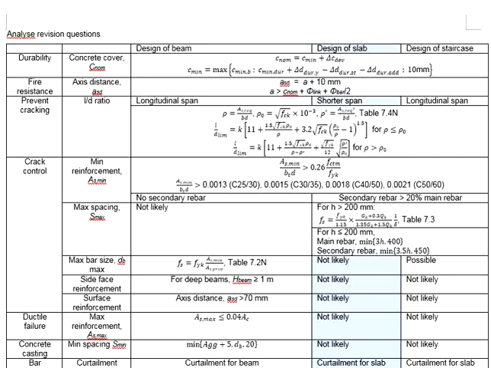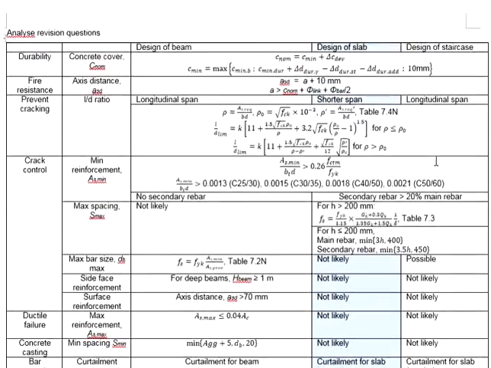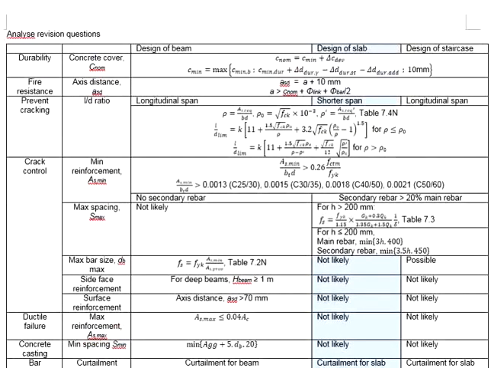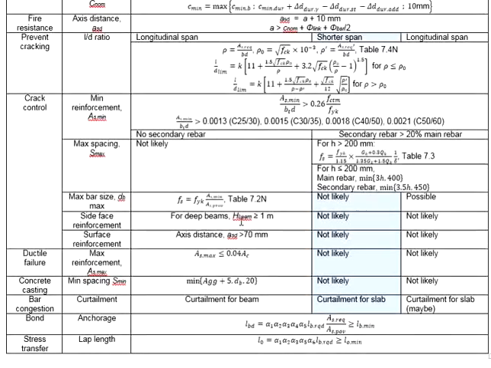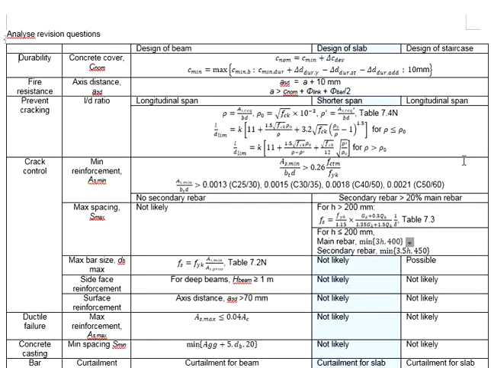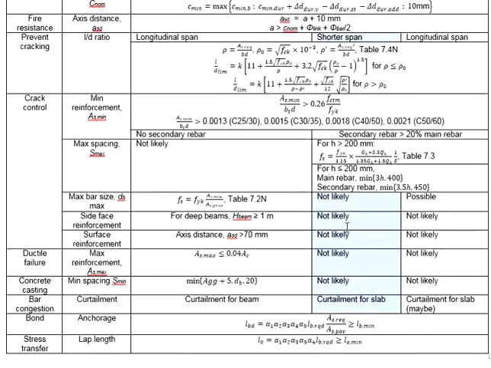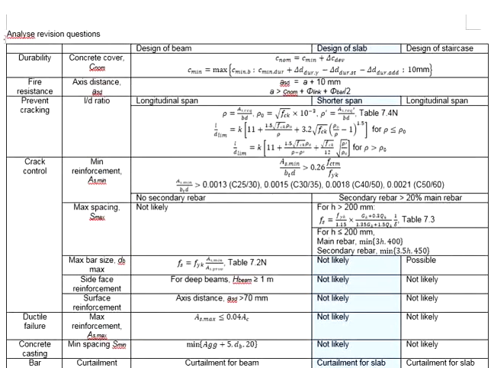Next, let us talk about the serviceability requirement. There are quite a number of serviceability requirements that you need to consider when you design for reinforced concrete member. Some of those requirements are applicable to all the members, such as beam, slab, and staircase. Some of those are not applicable to certain members, depending on the situations. Without further ado, let us get started.